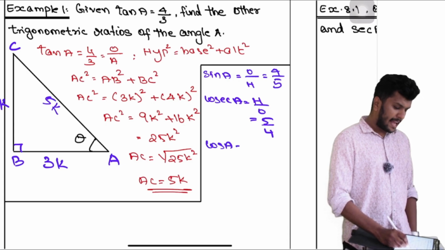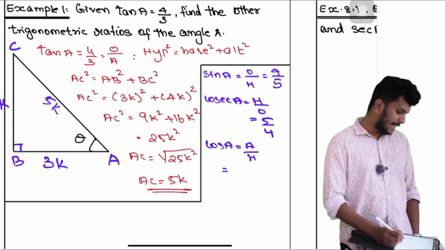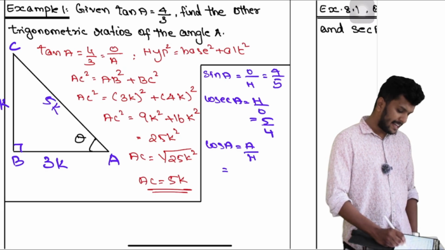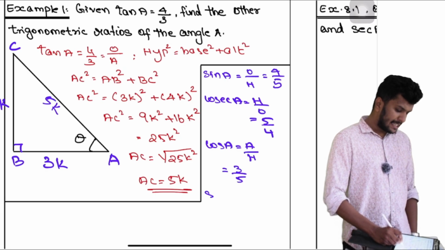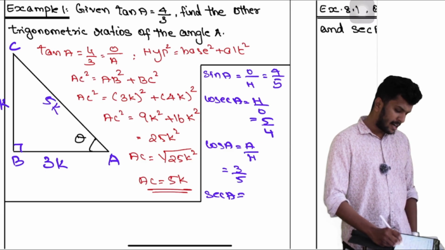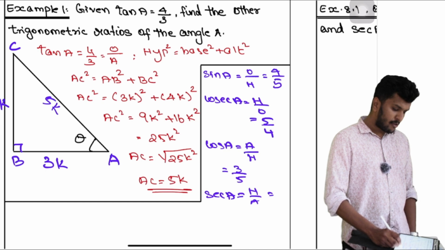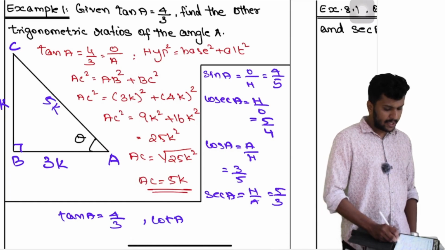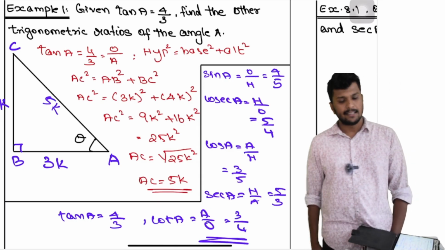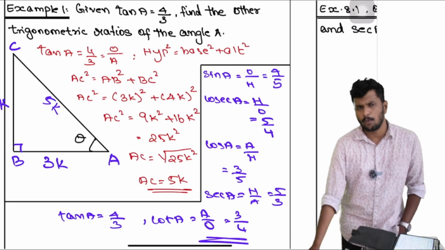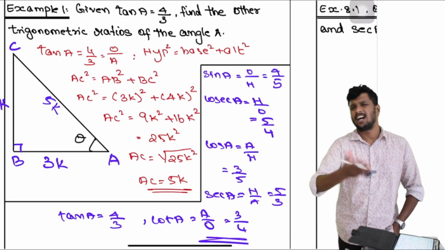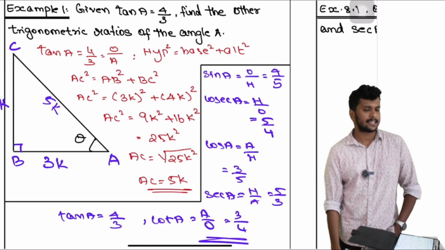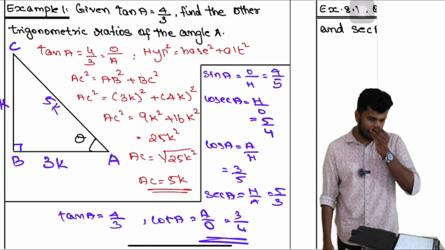Cos A, what you have? Adjacent by hypotenuse. Adjacent of theta is 3k by hypotenuse 5k, so 3 by 5. Sec A, you have the reciprocal, hypotenuse by adjacent, 5 by 3. Now tan A we are aware of, tan A is equal to 4 by 3, so cot A equals adjacent by opposite, 3 by 4. That's it. So this is how you find the trigonometric ratios. But for board exams, it's rare. They won't ask you this type of simple question, CBSE questions. Still, it's a very, very important question.